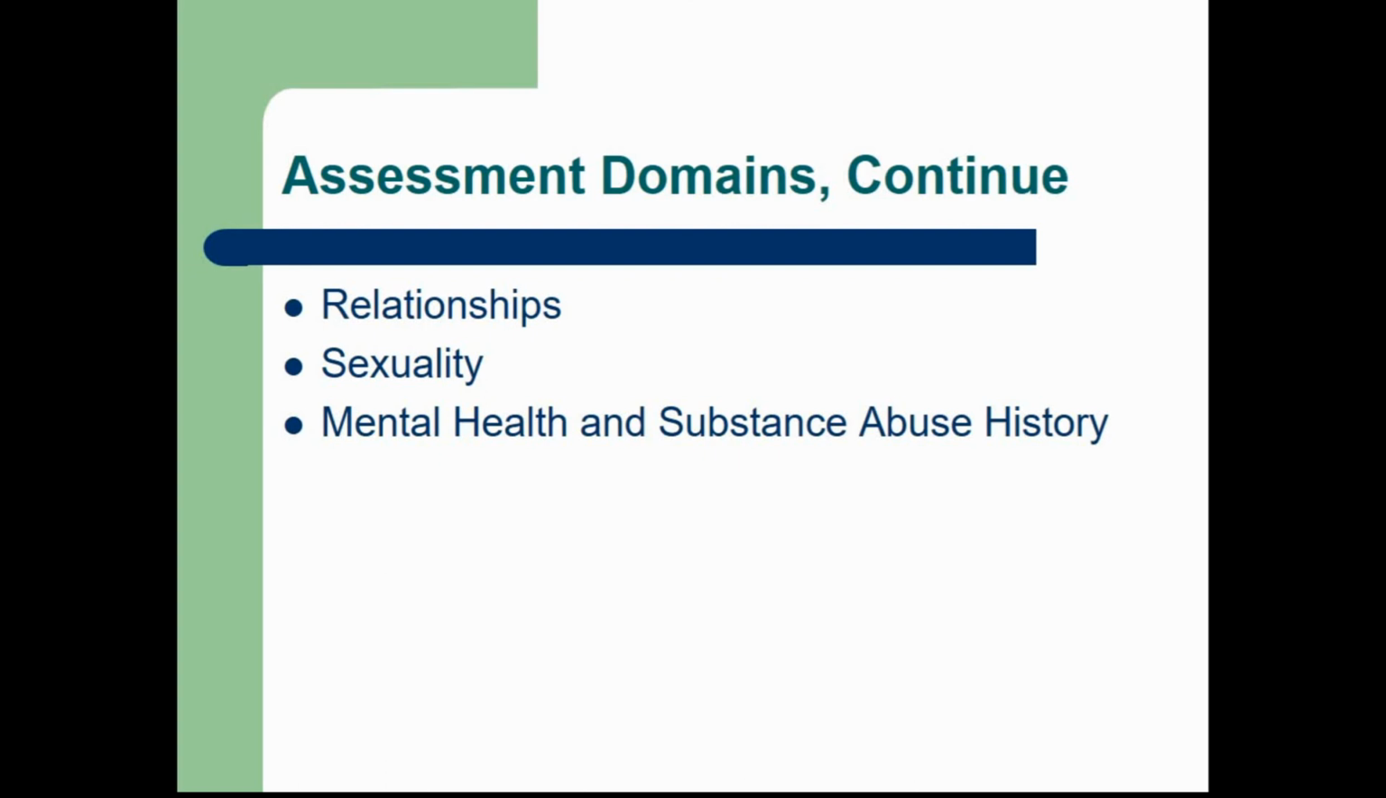A few other domains we'd want to ask about: relationships. We want to ask, again, who are their close relationships. This could be romantic, this could be family, these could be friends, but who are the people that are important in their life? Also, sometimes it's good to ask who they live with if we haven't done that already.